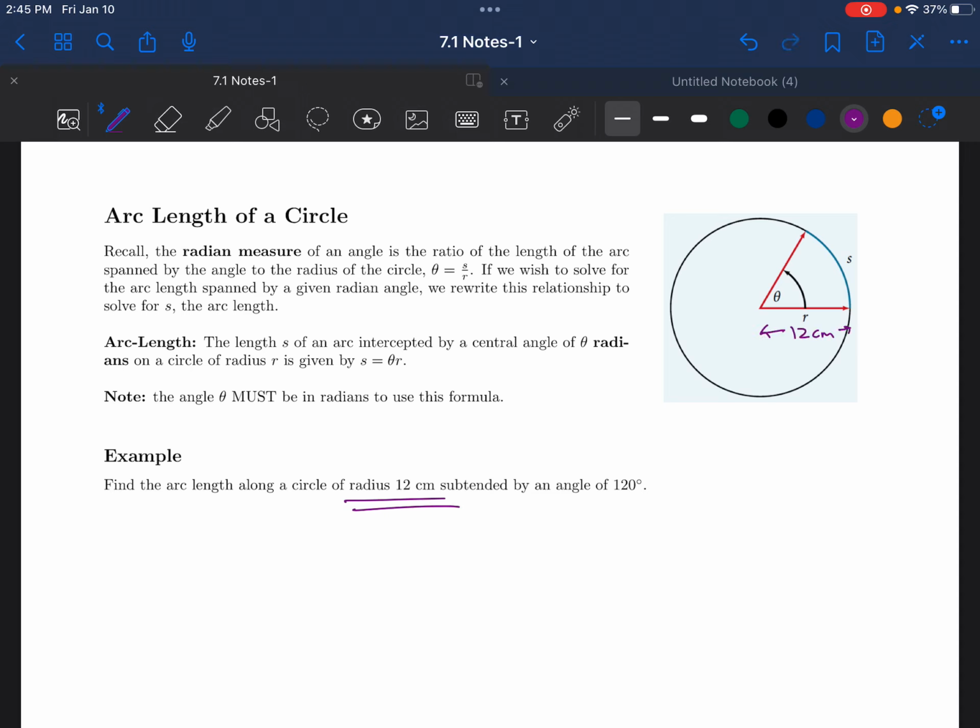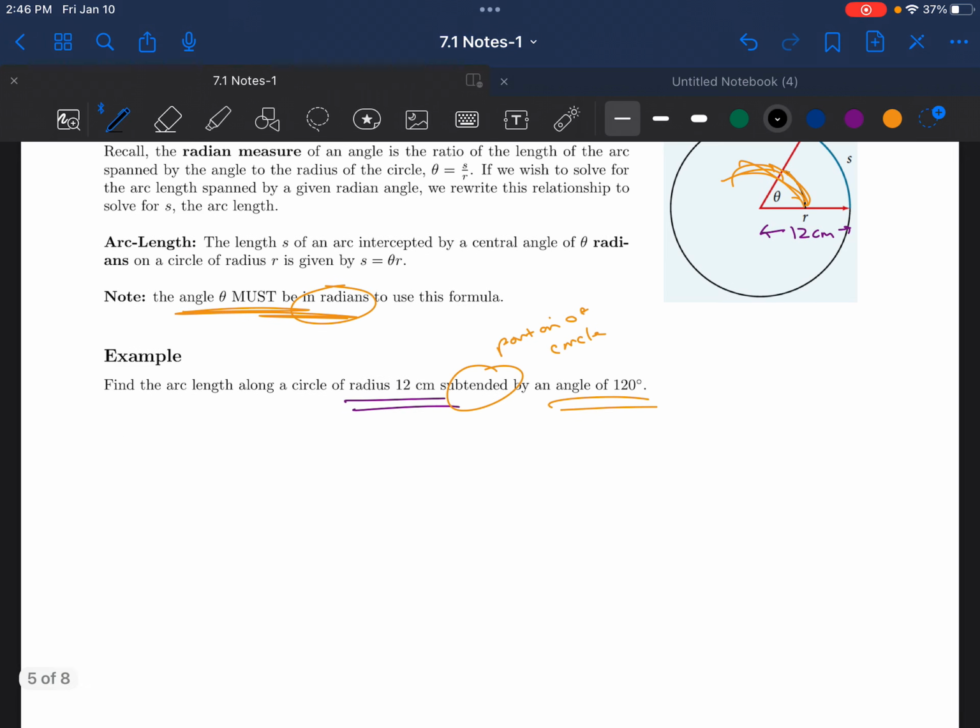Right, and we're told that it's subtended, which is just fancy words for the portion. So subtended relates to the portion of the circle, and that means that our angle right here, obviously not represented in that way, but that would be our angle right here, is going to be 120 degrees. The issue we have, though, of course, is don't forget that our angle theta must be in radians in order to use this formula. So the first thing we're going to have to do is convert the angle to radians.